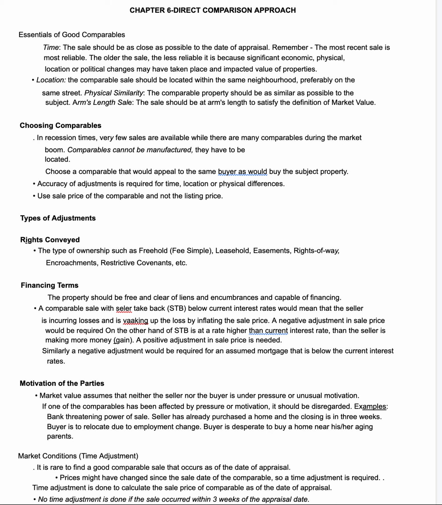We cannot manufacture good comparable sales. If none of them are right in the search in terms of the sale date, physical comparability, and/or location, then in these circumstances the search for and the choice of comparables should be guided by this: choose a comparable sale that would appeal to the same or similar buyers as would be the buyer of the subject property, and choose comparable sales where you would be relatively confident of the accuracy of the adjustments needed to take into account any necessary time, location, or physical differences.